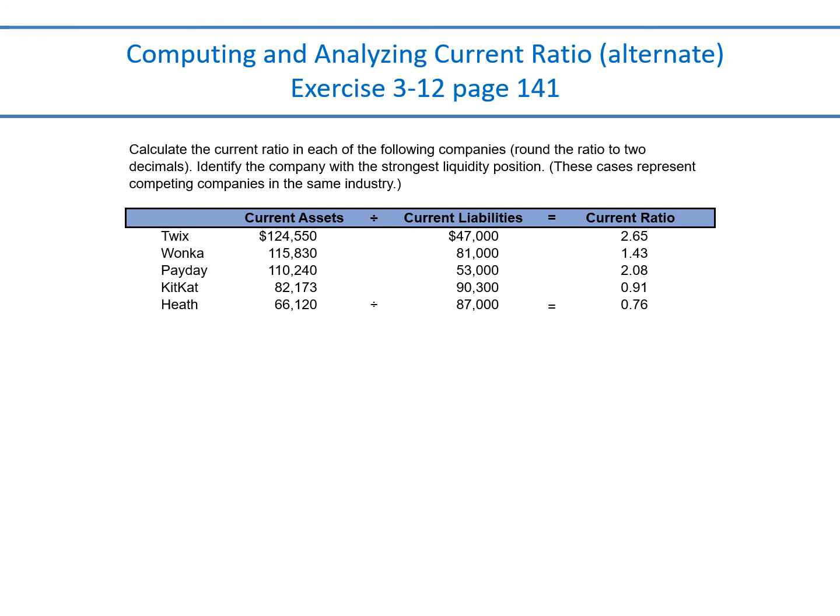Okay, so you should have 2.65 for Twix, 1.43 for Wonka, 2.08 for Payday, 0.91 for Kit Kat, and 0.76 for Heath. So the company with the strongest liquidity position in this scenario would be Twix at 2.65.